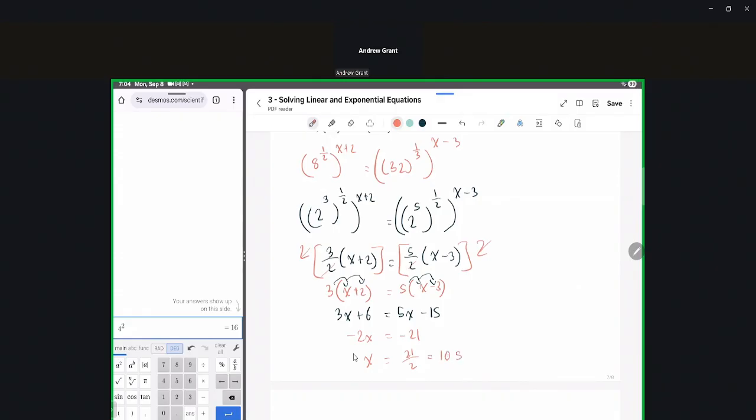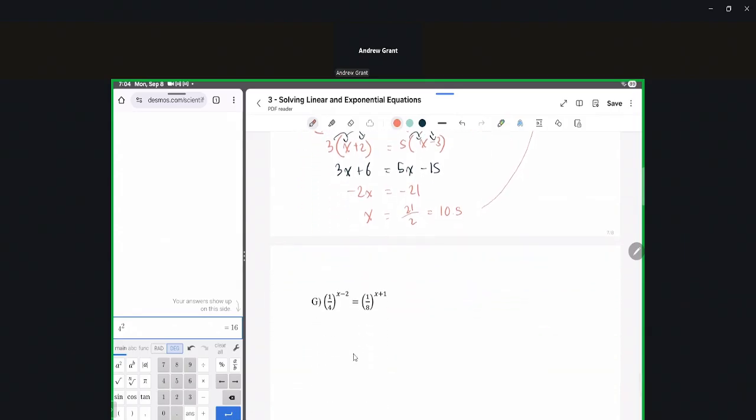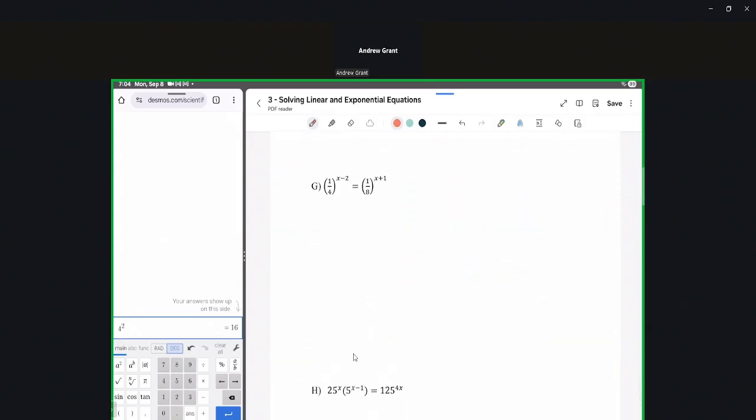So again, if we wanted to go ahead and check that, we could insert that back into the original, but for now, that'll be okay. Okay, 2 left on this lesson before we get caught up to today's material. We have 1/4 to the power of x minus 2 equals 1/8 to the power of x plus 1.